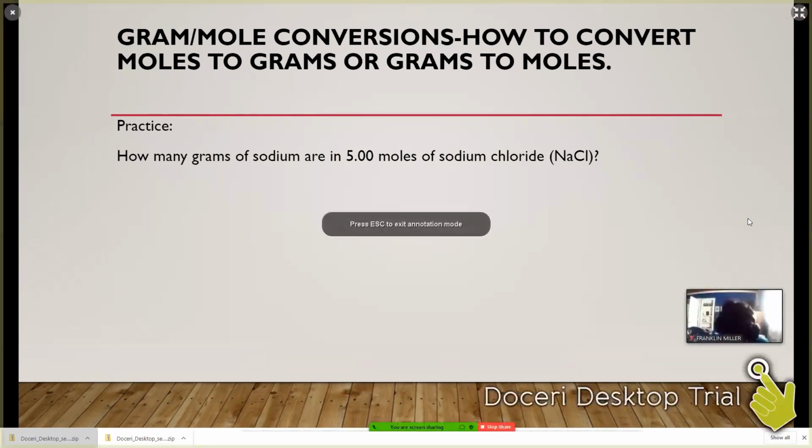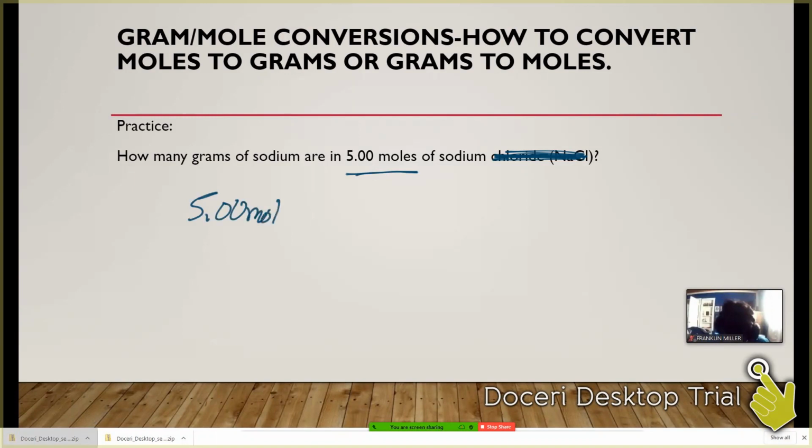It says how many grams of sodium are in 5 moles, and we're not going to do sodium chloride. We're just going to keep it a little simpler, plain sodium. So how many grams of sodium are in 5 moles of sodium? So my given is that I have 5 moles of sodium, and I want to convert that to grams of sodium.